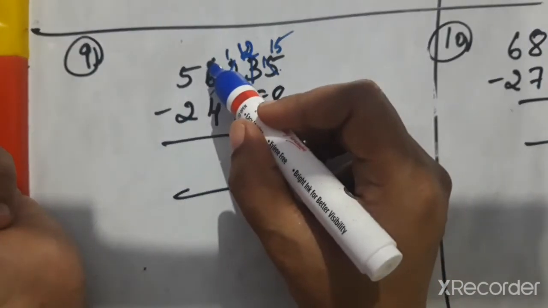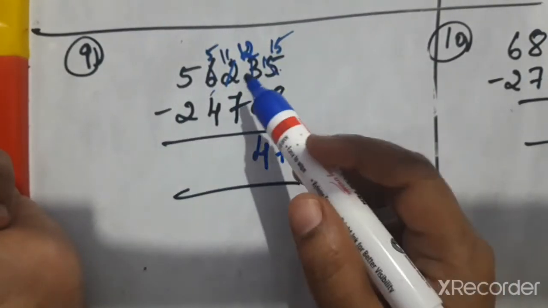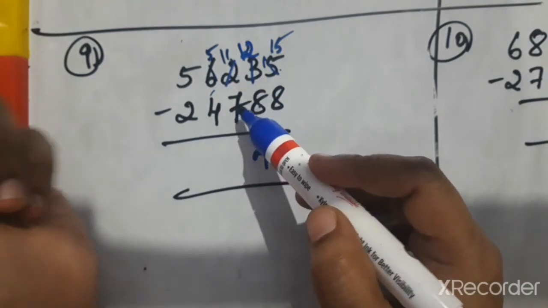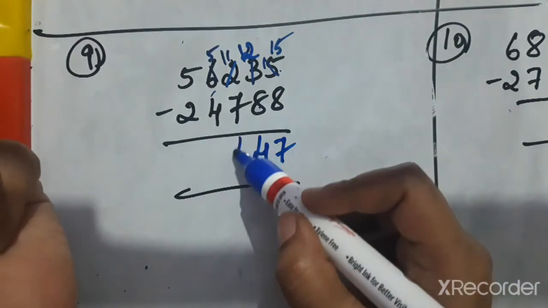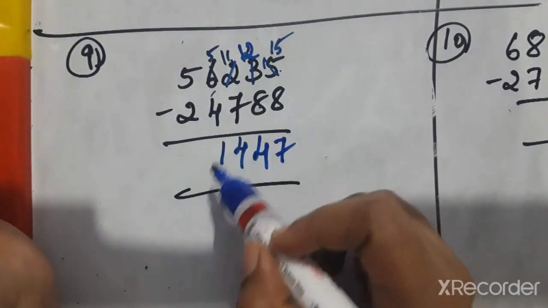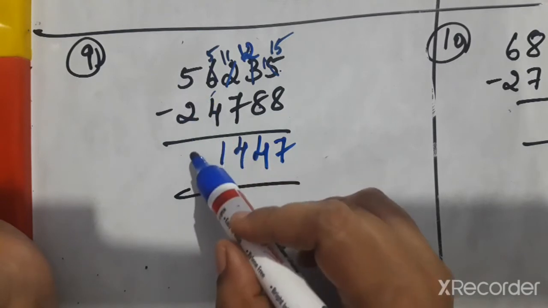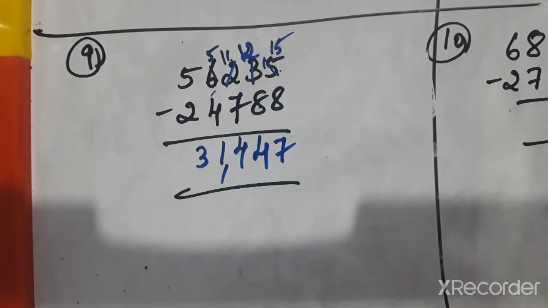Then here 1 minus 7 we can't subtract it because 1 is less than 7. So we have to borrow 1 from 6. So it becomes 11 and here 5. 11 minus 7. 11 minus 7 means 8, 9, 10, 11. How much? 4. Now 5. 5 minus 4 means 1. Now 5. 5 minus 2 is 3. Answer is 31,447.